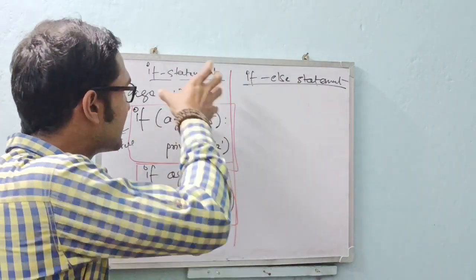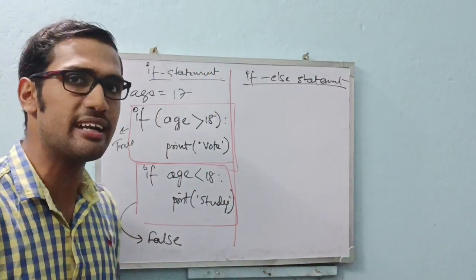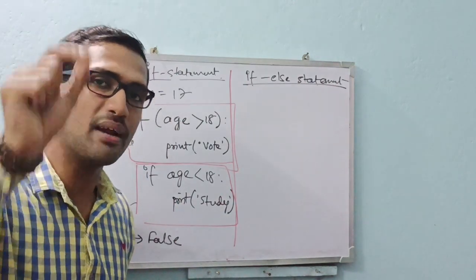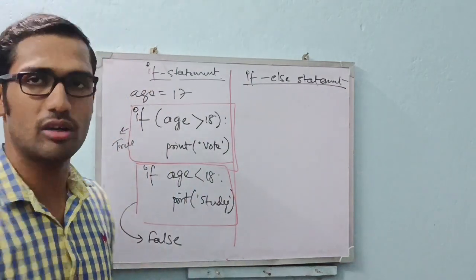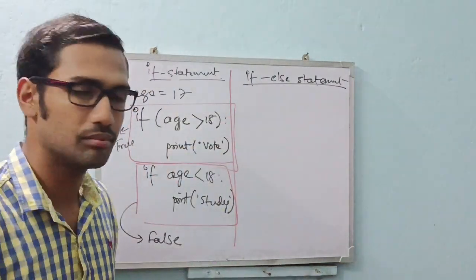What is the main concern about this particular code is that here we have two independent if statements. So a check for the two independent if statements will be there in this particular code, even if the age is greater than 18.